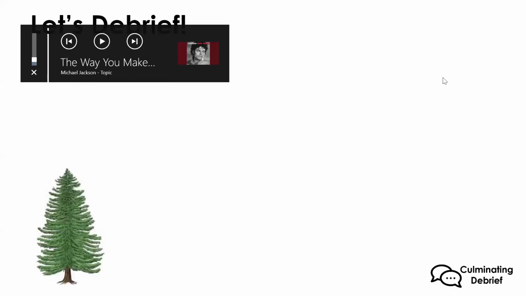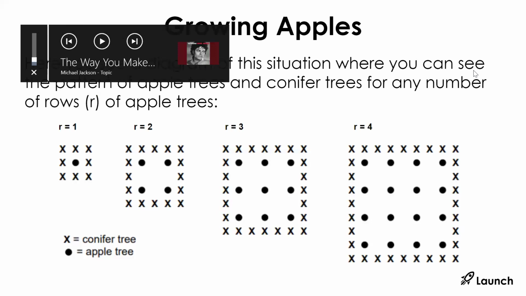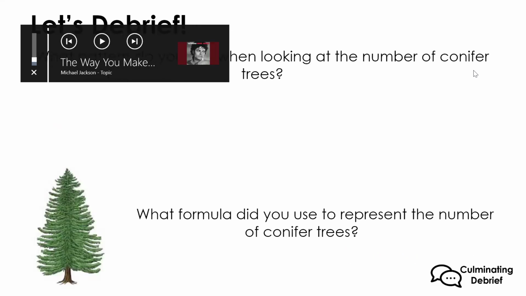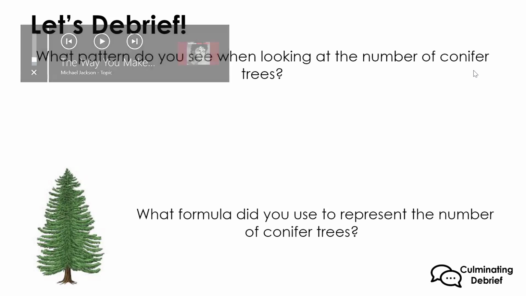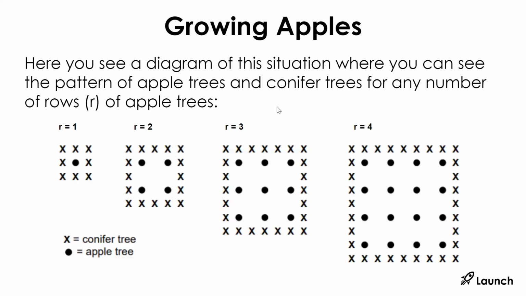All right, let's talk about the conifer trees first. That's the X's. What did you come up with for that one? Anybody come up with anything? How many were in the first one? It adds 8 every row. Does everybody agree with that? Let's count those: 1, 2, 3, 4, 5, 6, 7, 8. There's 8 here.